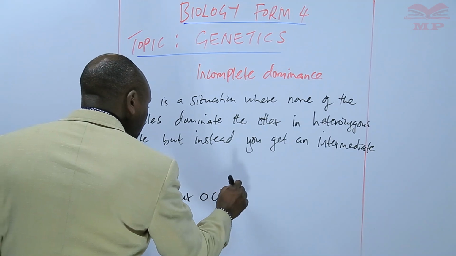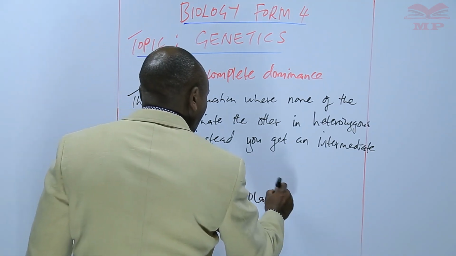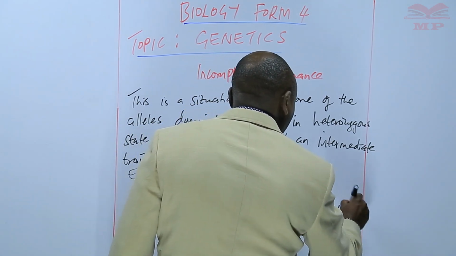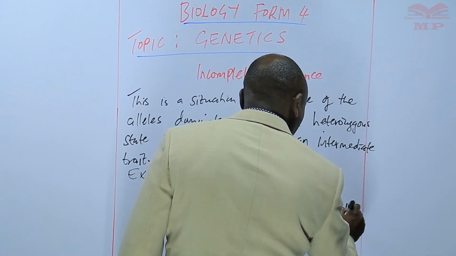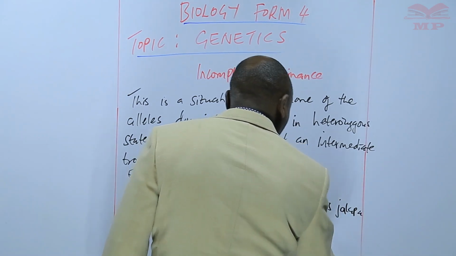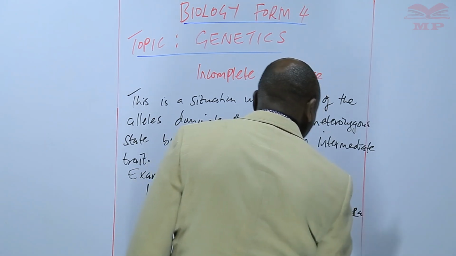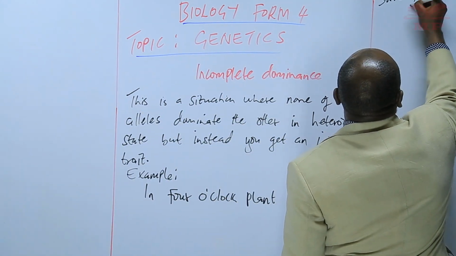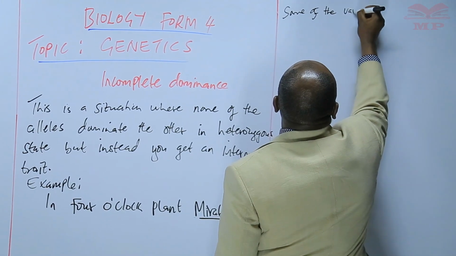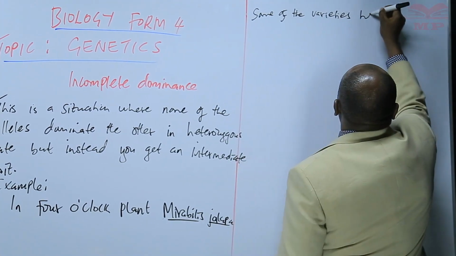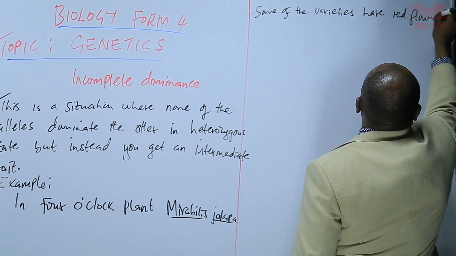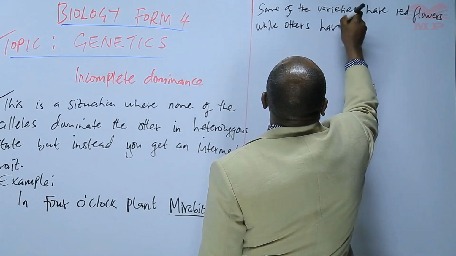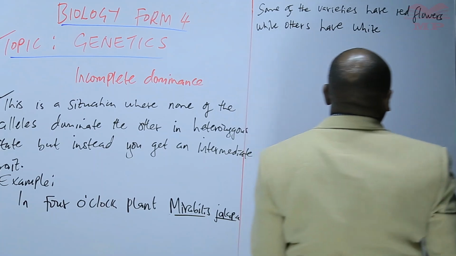So we are saying that the 4 o'clock plant, also known as Mirabilis jalapa, that's a scientific name, so we underline Mirabilis jalapa, has some varieties with red flowers, while others have white flowers.